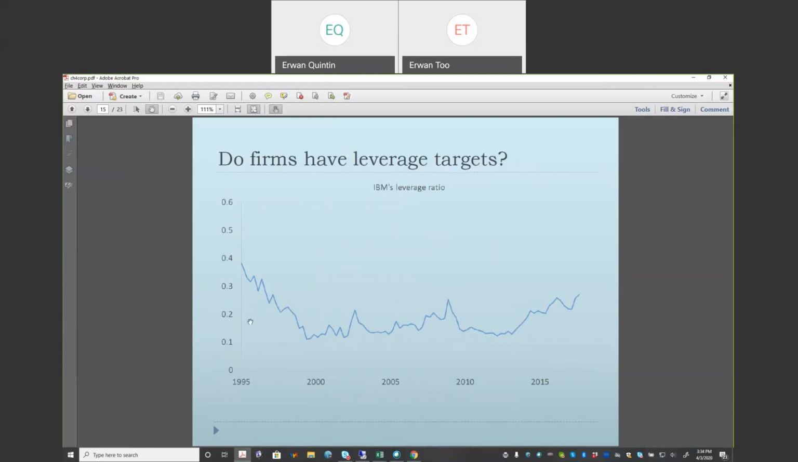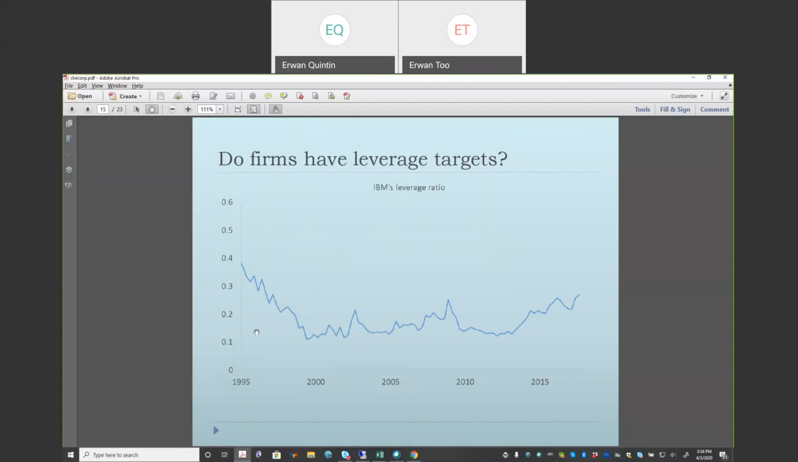What my regression is telling me is that yes, IBM has a tendency to return to a long-term value of about 17% for its leverage ratio. And that tendency can be measured quite precisely. 13% of the gap between wherever IBM is at a particular point in time and where it wants to be, which is 17%, 13% of that gap is erased every quarter. That's the tendency that IBM has to return to that long-term target.